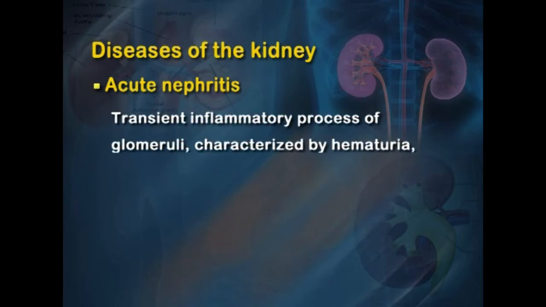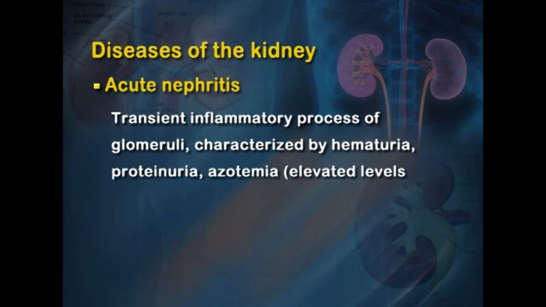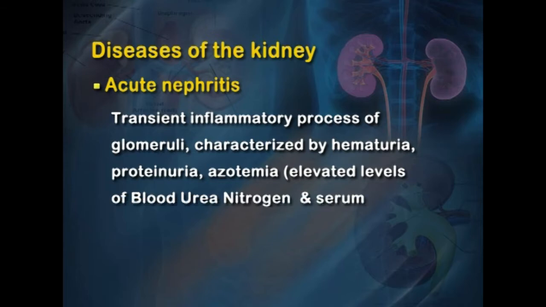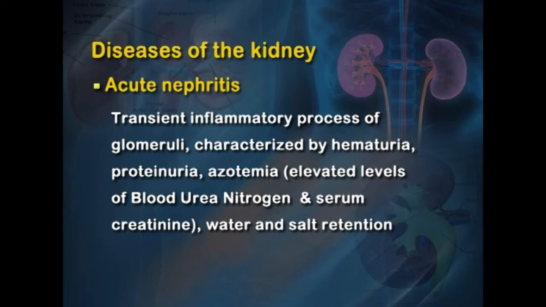It is characterized by hematuria, proteinuria, azotemia. Hematuria is presence of blood in urine. Proteinuria is the presence of proteins in urine, and azotemia is elevated levels of blood urea nitrogen and serum creatinine. It is also associated with water and salt retention.